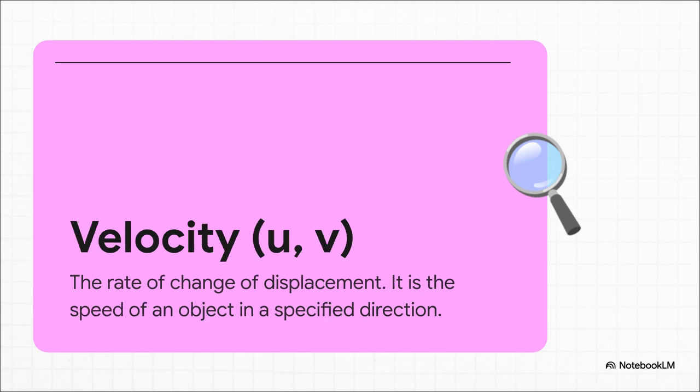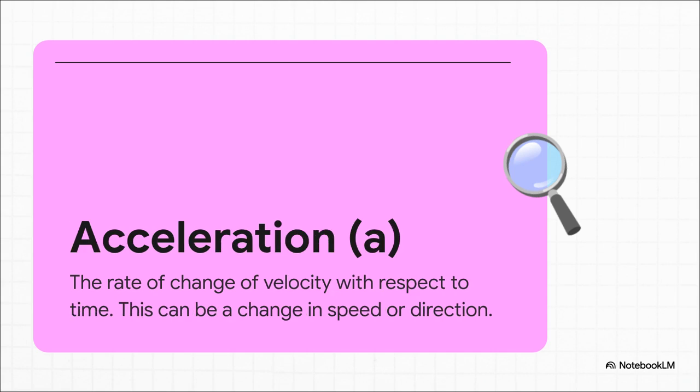Next, we have velocity. People mix this up with speed all the time, but just like displacement, velocity has a direction. Saying a car is going 60 miles per hour, well, that's its speed. Saying it's going 60 miles per hour north, now that's its velocity. See the difference? And finally, acceleration.